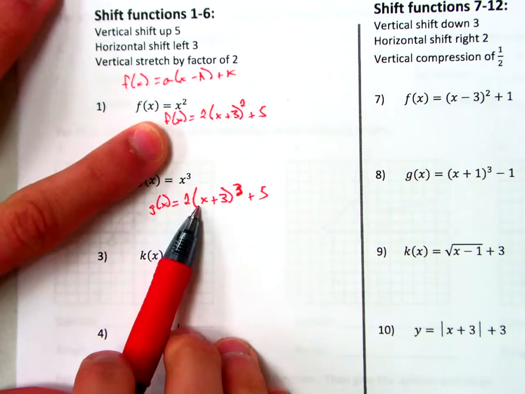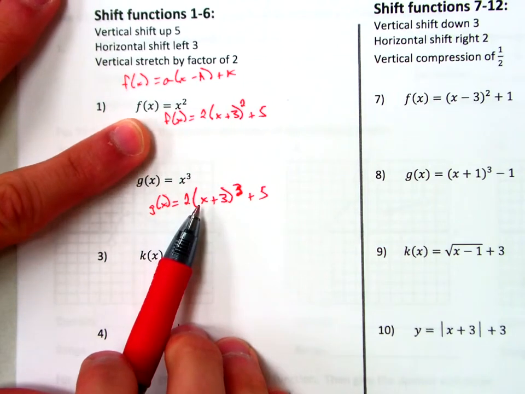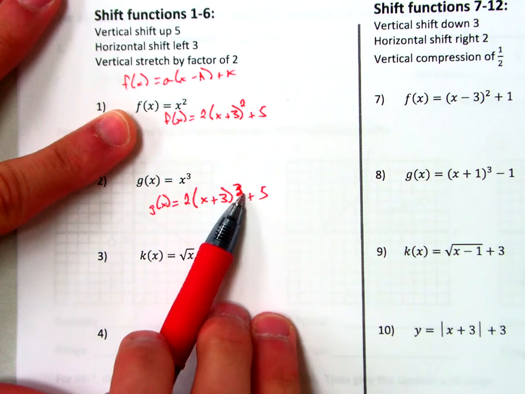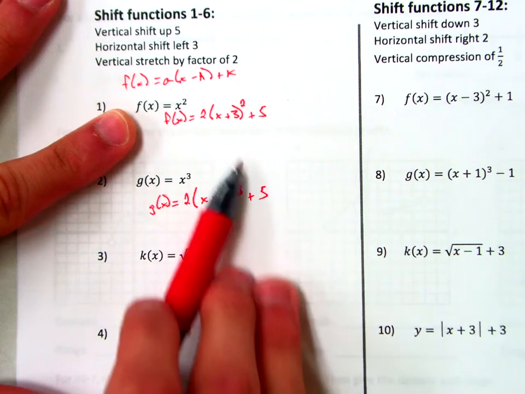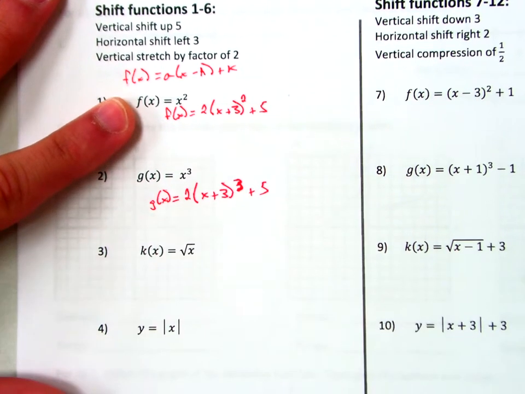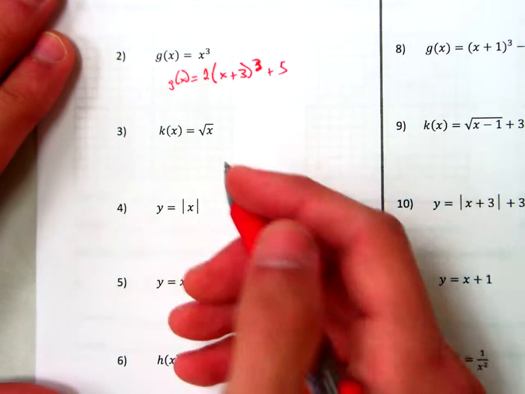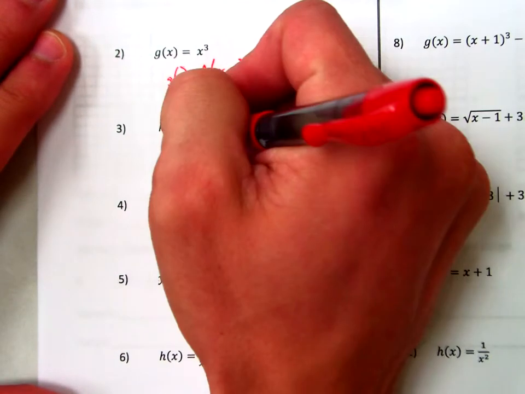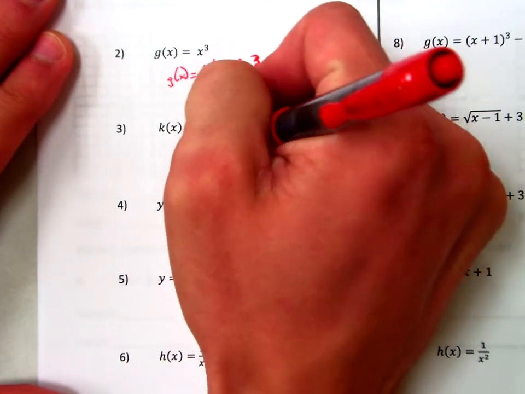So there's the next one. Notice it looks almost the exact same as the quadratic function, except it's a cubic. So there's a 3 here, which I almost made a mistake on, instead of a 2. It's to the 3rd degree. Square root function, same exact idea.